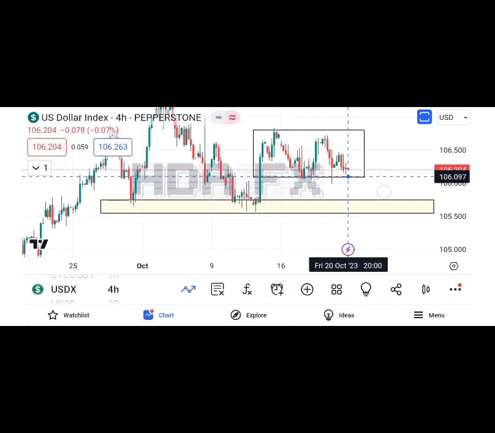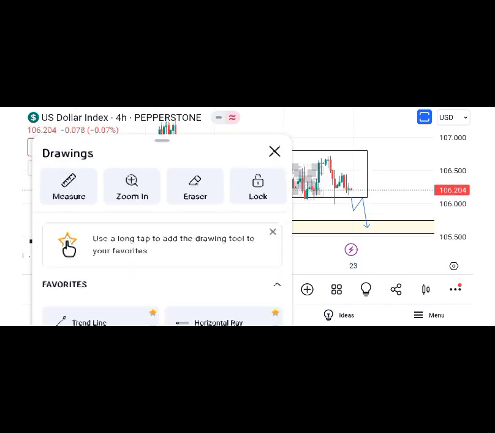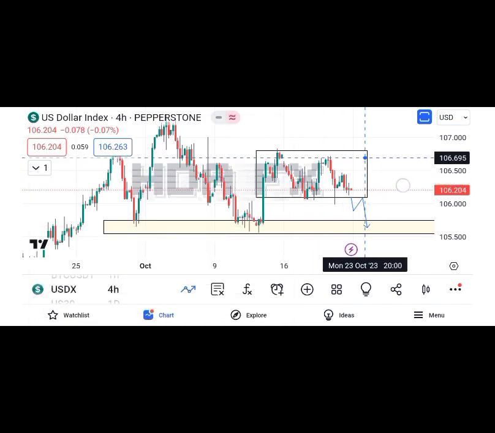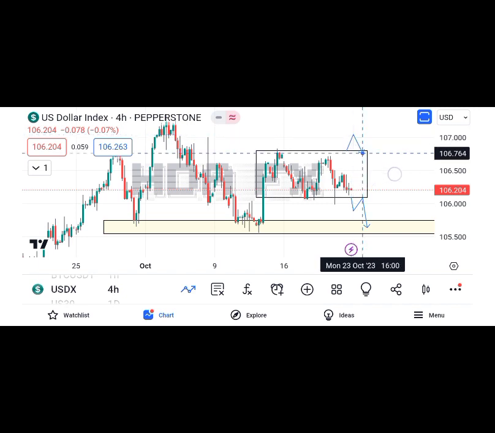Downward or upward. So I want to see price break this box downward, then wait for a retest, then sell to this zone here. Or price can also break the box upward. So if price breaks the box upward, I'll wait for a retest, then I look for buying confirming candles, then buy the dollar index. So this is my simple analysis on the dollar index.